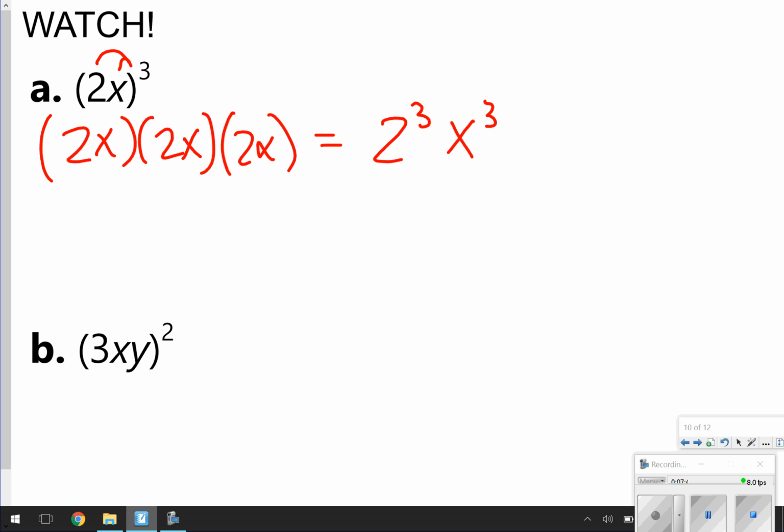For letter B, let's just practice distributing. The 2 will be distributing to the 3, to the x, and to the y. That's what this will look like. 3 to the 2nd times x to the 2nd times y to the 2nd.